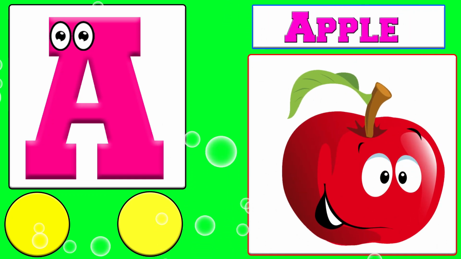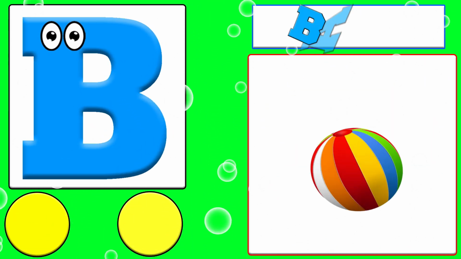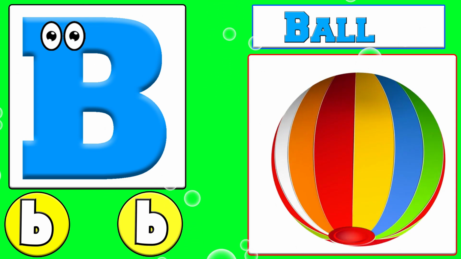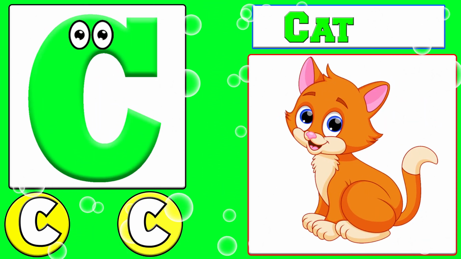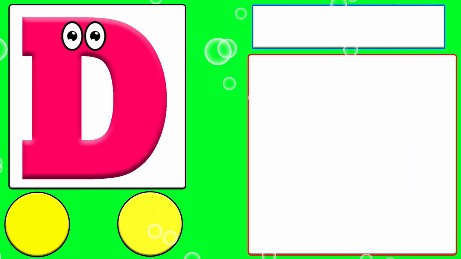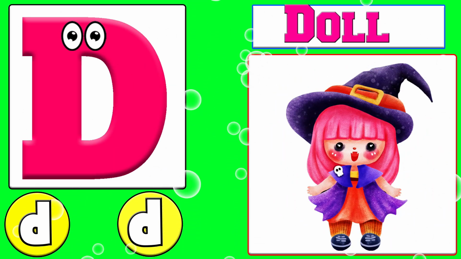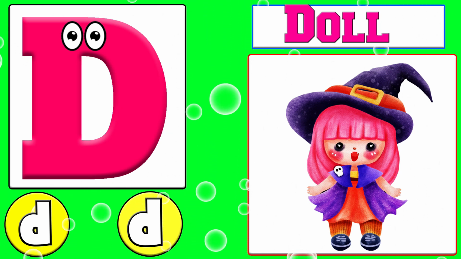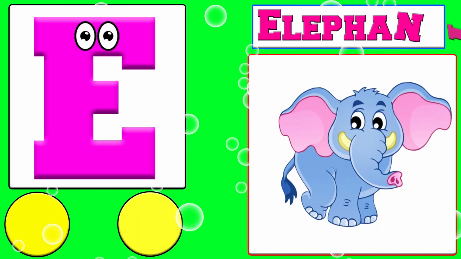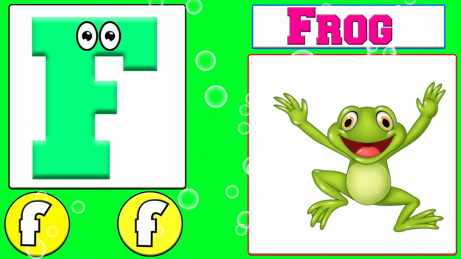A is for apple, a, apple. B is for ball, b, ball. C is for cat, k, cat. D is for doll, d, doll. E is for elephant, e, elephant. F is for frog, f, frog.